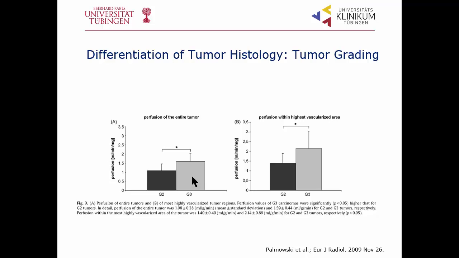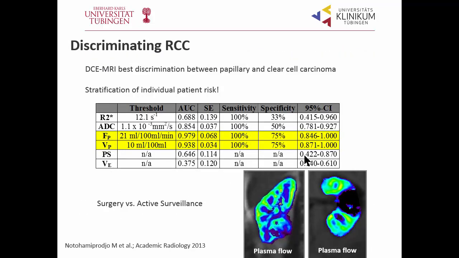this non-invasive test. And this is also data which has shown that the perfusion of renal cell carcinoma also hints on the tumor histology, and the more aggressive, the more dedifferentiated a tumor is, the higher the perfusion is going to be. And DCE MRI has shown to be the best discriminator between papillary and clear cell carcinoma.